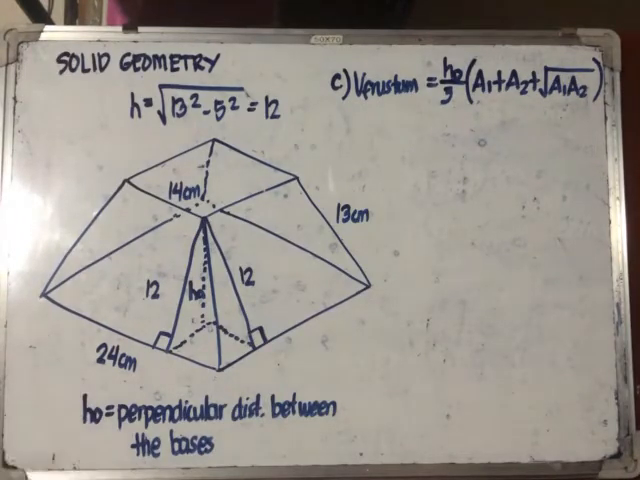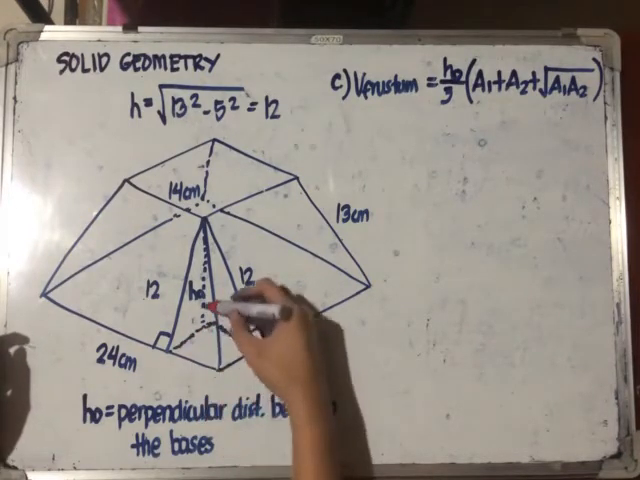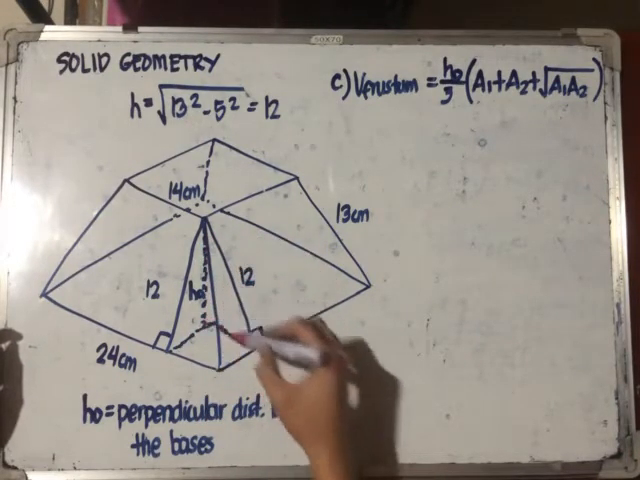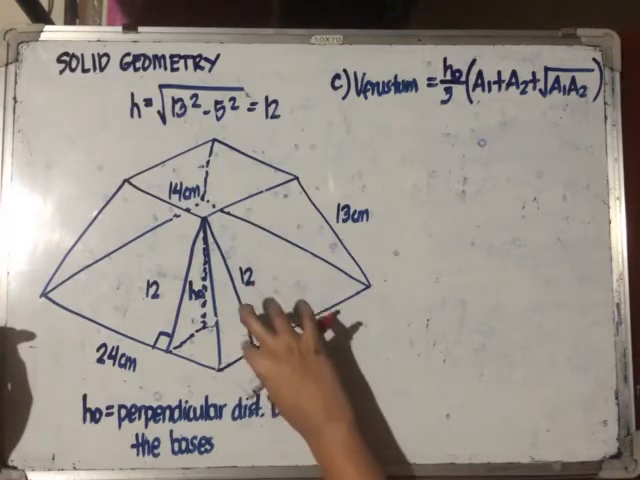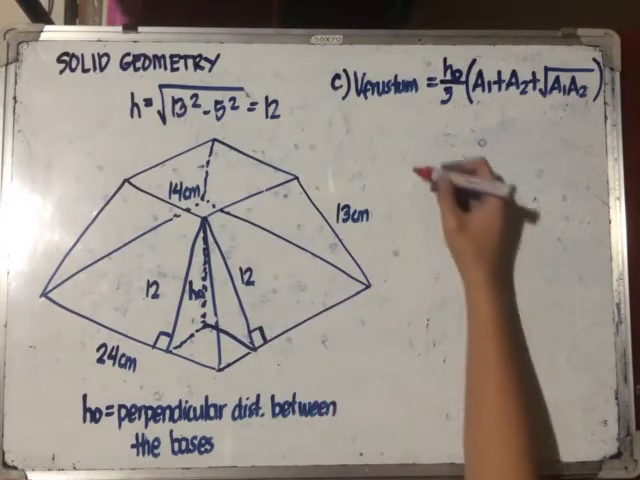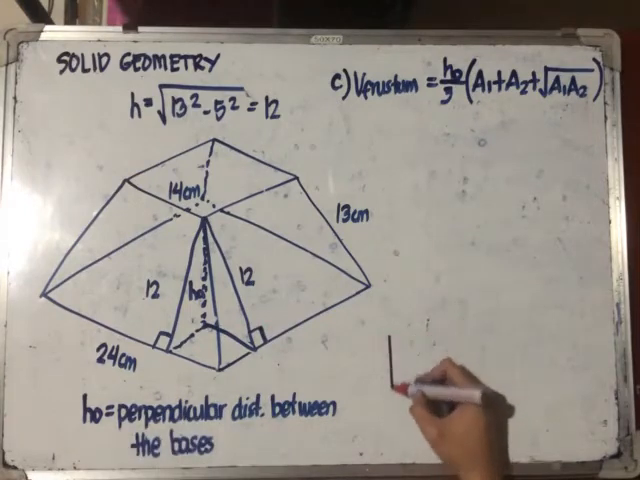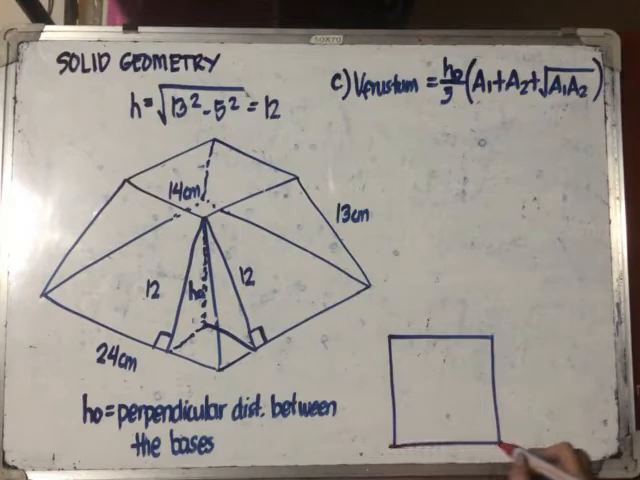And how are you going to get H sub O? So, pwede mo siya gamitan ngayon ng Pythagorean theorem ulit. Okay? Anong Pythagorean theorem kaya ang gagamitin natin for this one? Alright. Sige. Idodraw ko ngayon yung bottom section. This one is our bottom section.